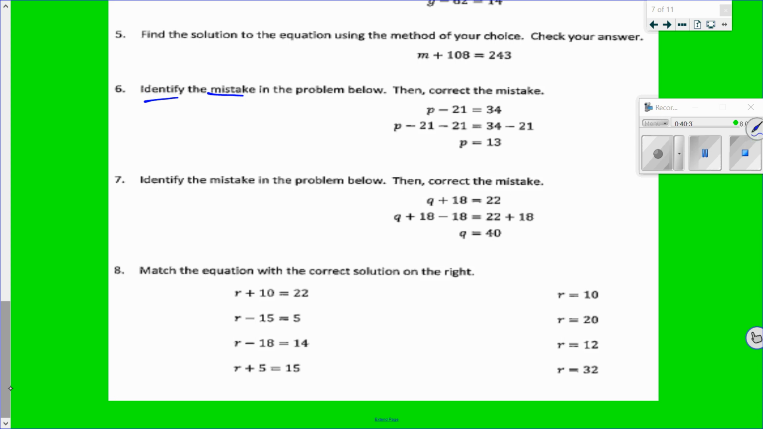Any questions on your homework? So your homework is just that 1 page. Again, whether you do it on the back page of the packet or page 125 in your modules. If you do it in your modules, make sure you're in section 4. Okay?